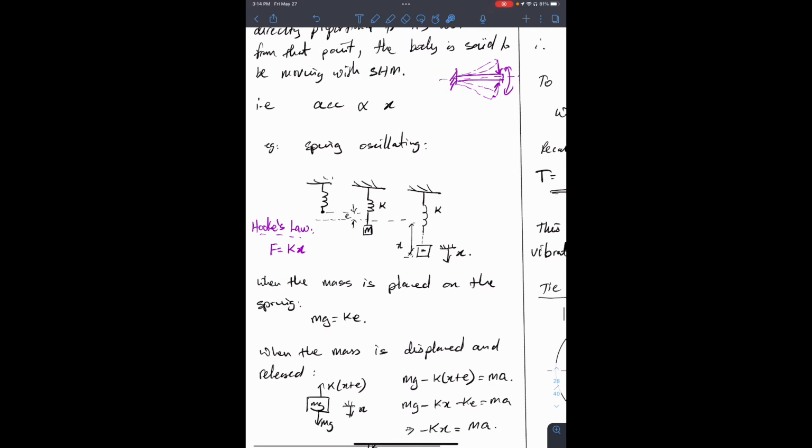Alright, let's take the next step. The mass is now hanging on the spring. What we want to do now is pull on the mass, just like how we pull on the mango. So we pull on the mass and stretch the spring more by a distance x. From the equilibrium or initial position, it's stretched by x.